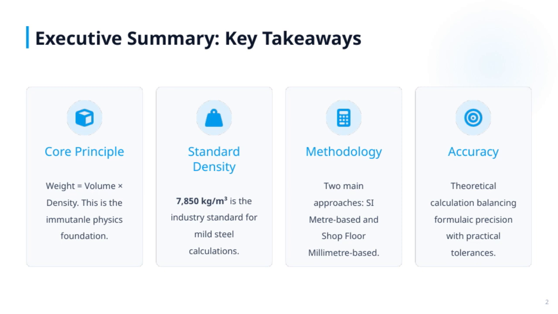Moving on to our methodology, a key factor is the industry standard density for mild steel, which is 7,850 kilograms per cubic meter. This value is essential because it ensures consistency across calculations and helps us maintain accuracy. Remember, the fundamental physics principle here is straightforward. Weight equals volume times density. This relationship is immutable and forms the core principle behind most of our calculations.